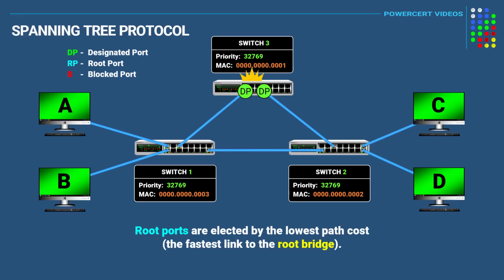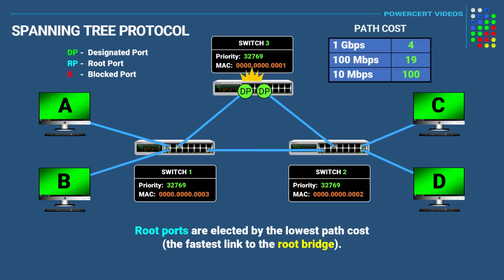The path cost is calculated in the following chart. If the link speed is 1 gigabit per second, the cost is equal to 4. If the link speed is 100 megabits per second, the cost is equal to 19. And if the link speed is 10 megabits per second, the cost is equal to 100.